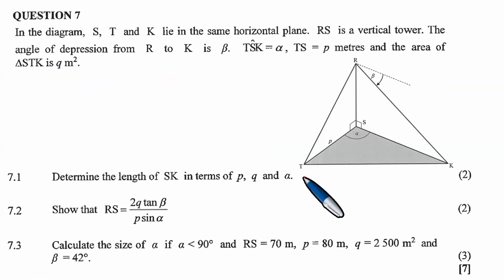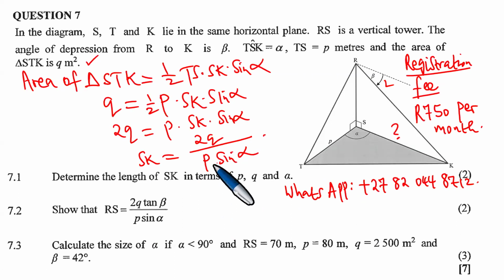We have seen here that SK in the previous discussion is 2Q over P sine alpha.